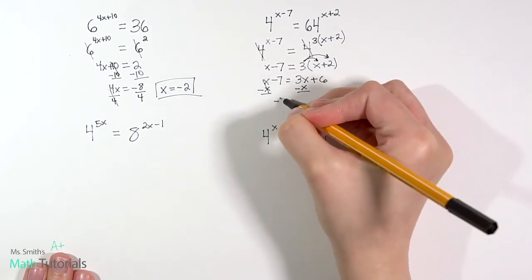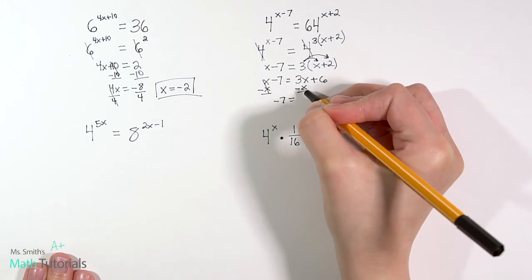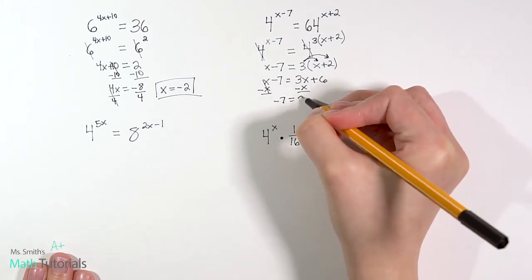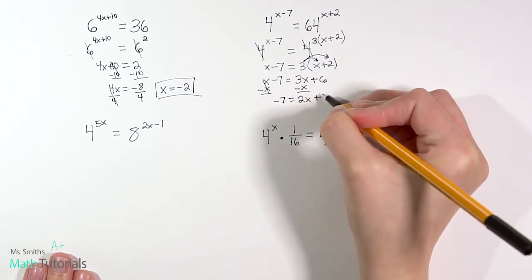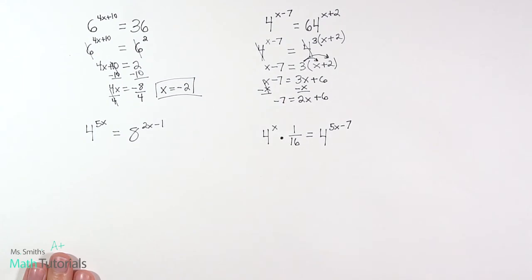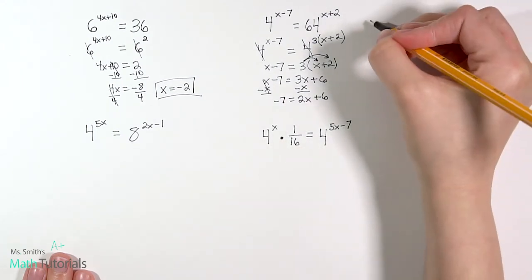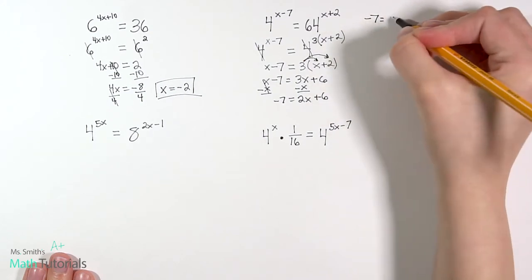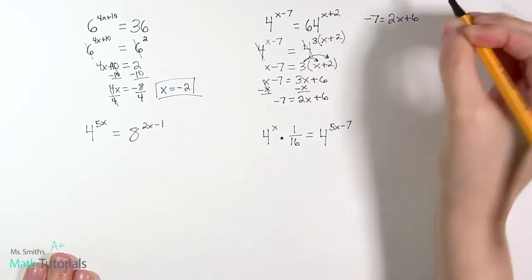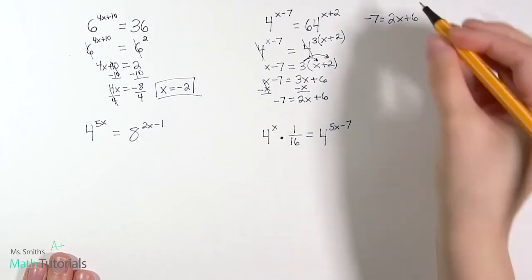So I'd end up with negative 7 equals 3x minus x. That's going to give me 2x plus 6. And I'm running out of space a little bit. I don't want to cramp my next problem, so I'm going to bring it up here and keep solving.